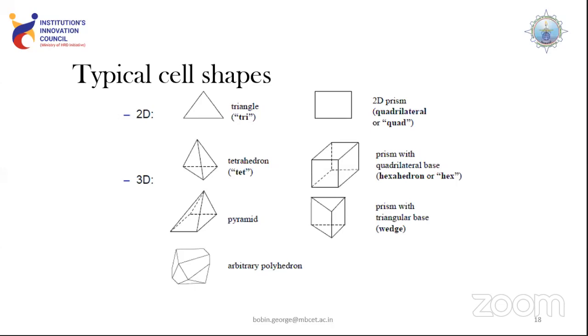If it is a three-dimensional domain, we can go for a tetrahedral, or a pyramid with a quadrilateral base, a triangular face, whatever face, or we can go for any arbitrary polyhedrons that occupy the space. There are both advantages as well as disadvantages for each of these types of grids as well as domains.